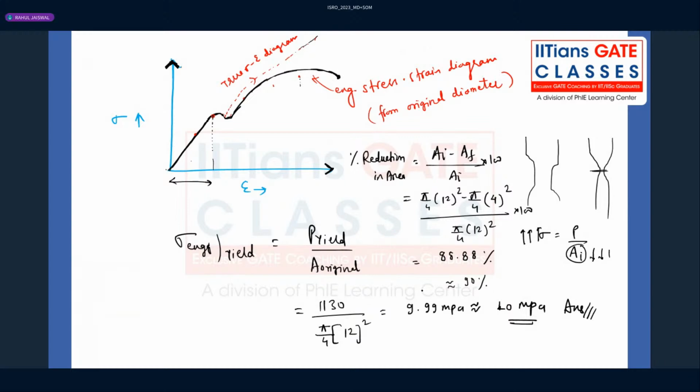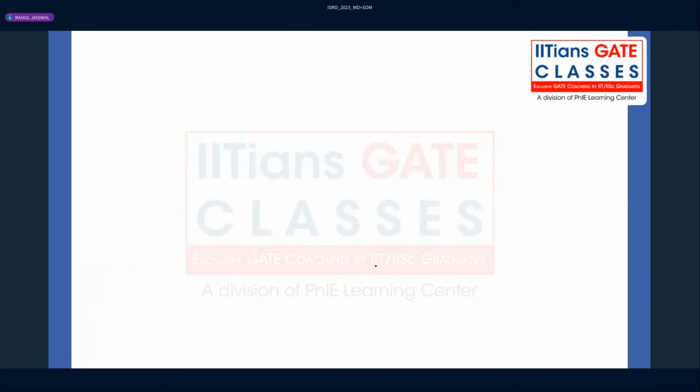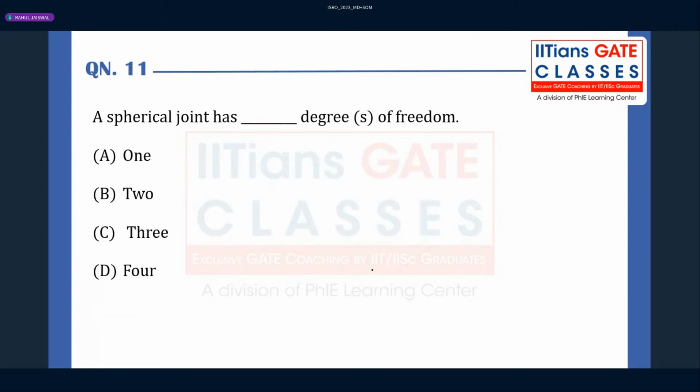So generally, I talked about the mild steel, that is a low carbon steel, the graph which I have drawn. Okay, try to solve this question. What will be the answer for this question?